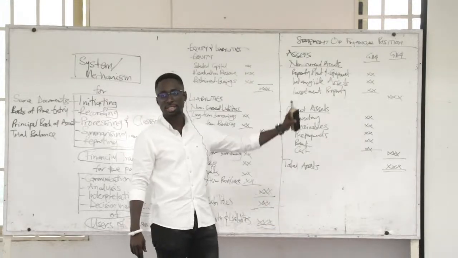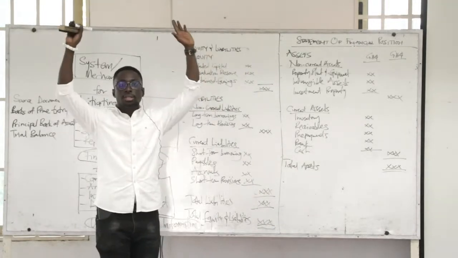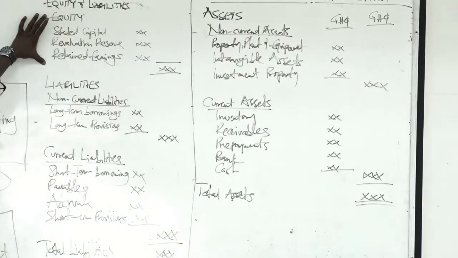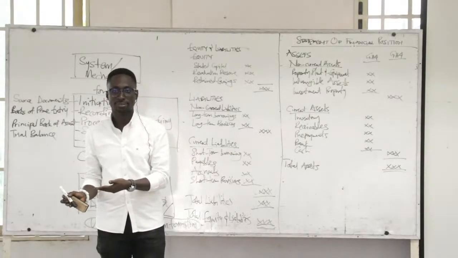Accounting equation. What's the accounting equation? Say it loud. Assets must be equal to capital plus liabilities, the statement of financial position. Let's go for lunch and we'll be back.